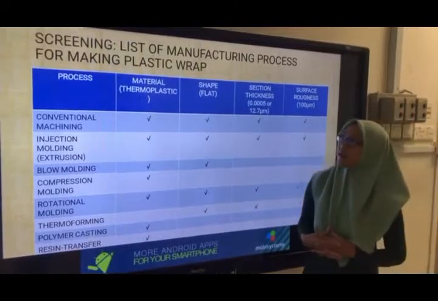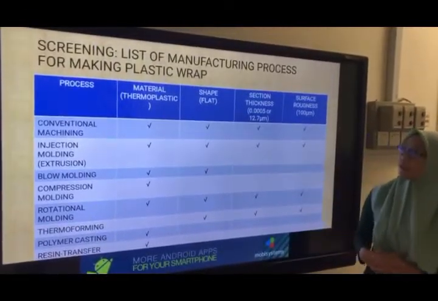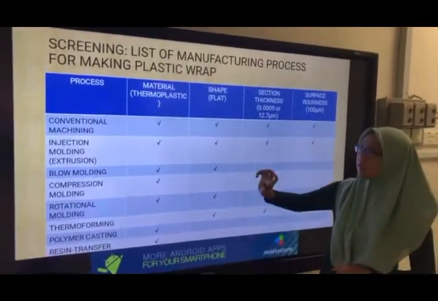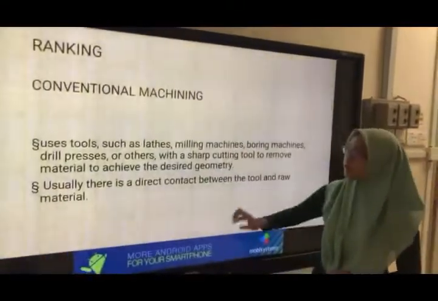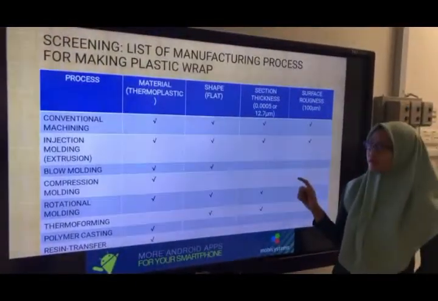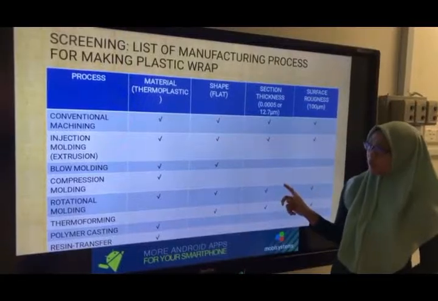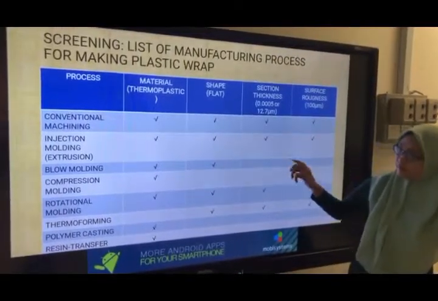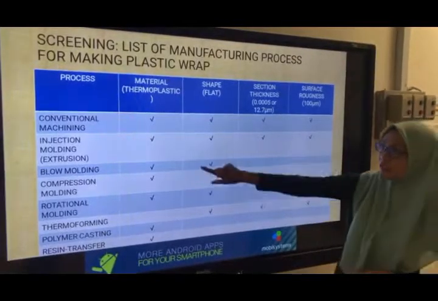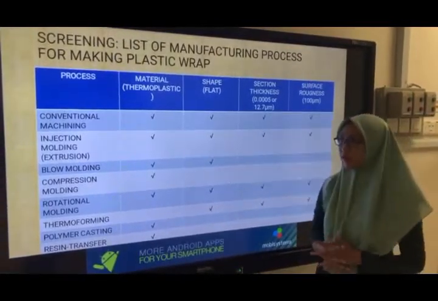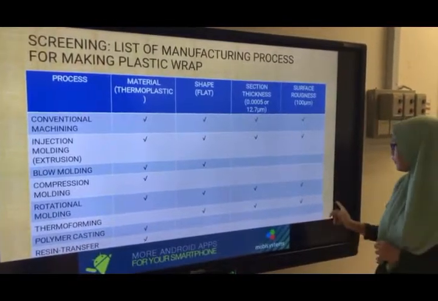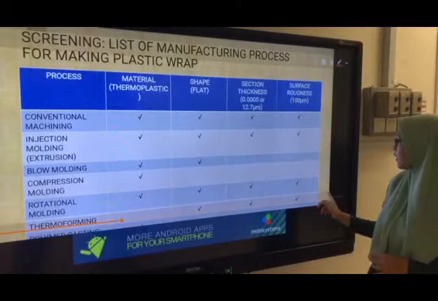This is screening the list of manufacturing processes for making plastic wrap. This table is based on the graph attributes, and we summarize the graph, and we use the injection molding process because it passes all the criteria.